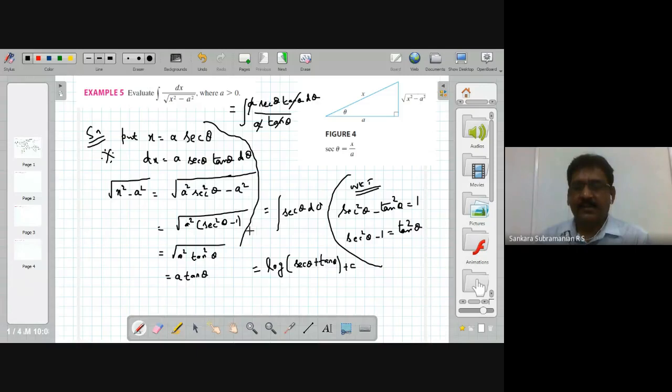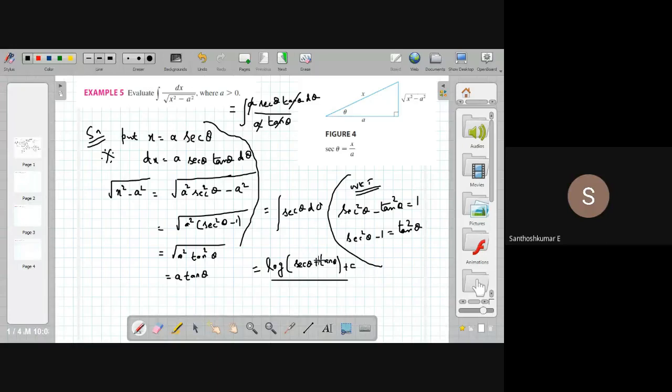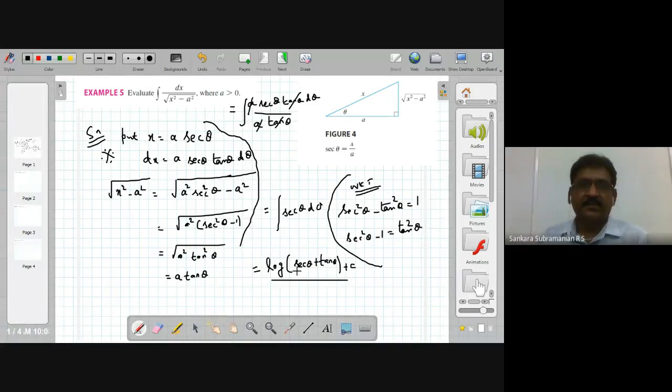Okay, all right. And therefore now the problem is that this is in terms of theta. We want it in terms of x and a. So how to do that? We have to go for a right angle triangle. You mention the theta value right here. This is the theta value.